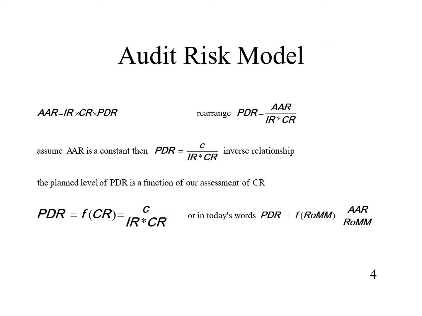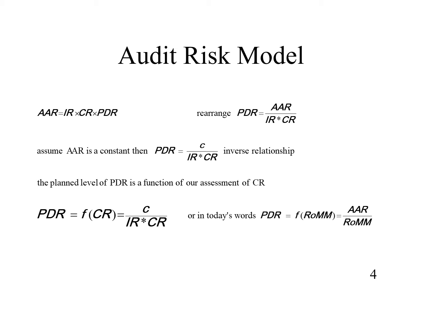Now this book uses the term plan detection risk. I like it a lot. It is a planning model, so I think that's very appropriate. They rearrange the formula and say plan detection risk equal audit risk divided by inherent risk times control risk, or plan detection risk equal acceptable audit risk over ROM.